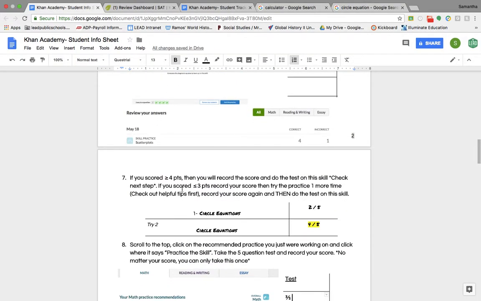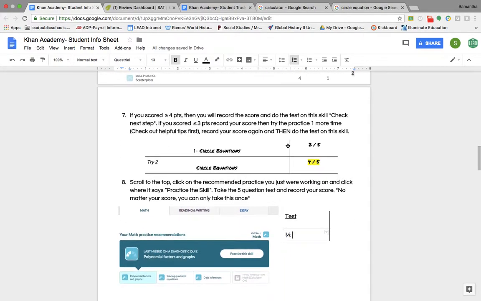And it says, step 7, if you scored greater than or equal to 4 points, then you will record the score and do the test on the scale. Check next step. If you scored less than or equal to 3 points, record the score, then try the practice one more time. Check out helpful tips first and record your score again, and then do the test on the scale.